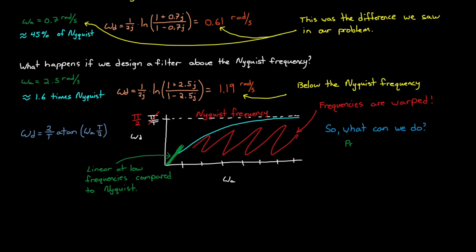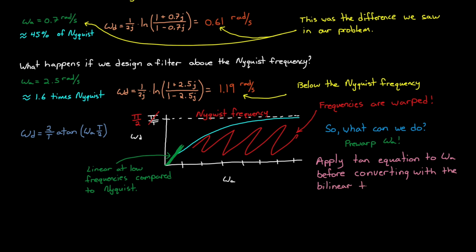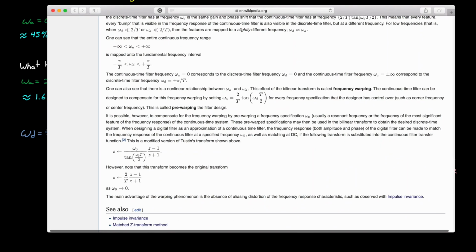Well, we can pre-warp omega a. Essentially, this means that we are artificially moving our design frequency before mapping it with the bilinear transform, so that after the mapping, the critical frequency is in the correct spot. To do this, we apply the tangent equation to omega a first. Luckily, there is a way to do this pre-warping at the exact same time that we do the bilinear transform with a modified version of the transform.